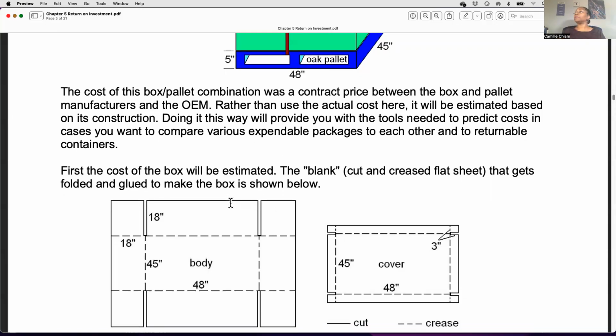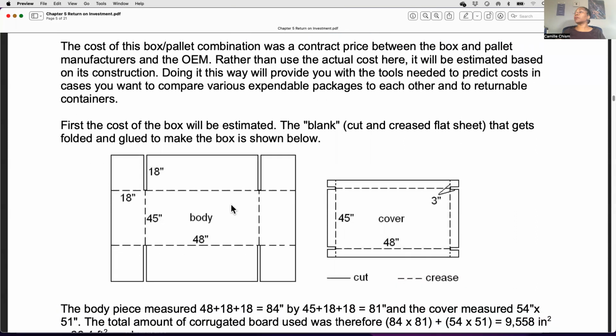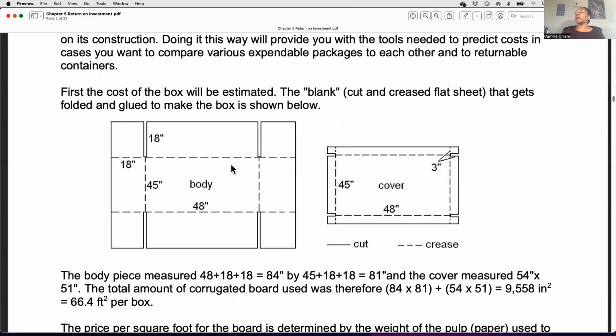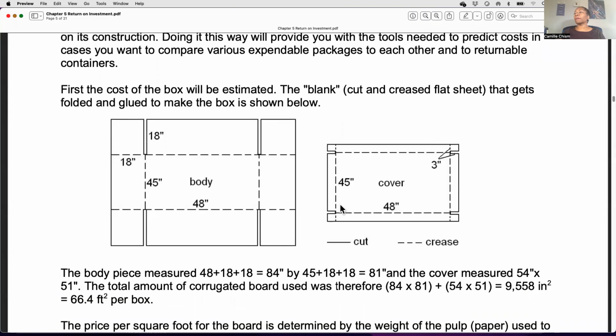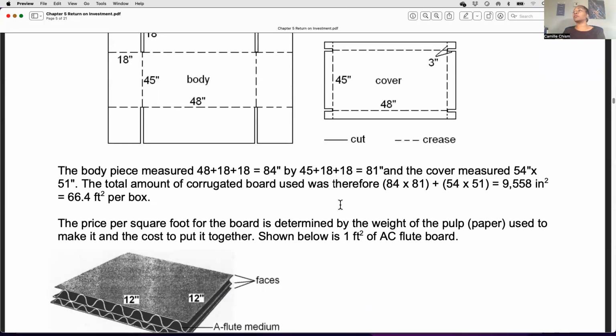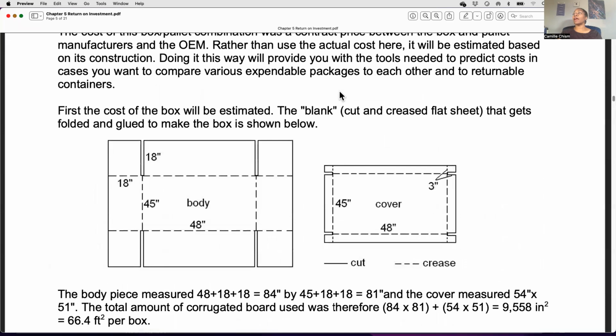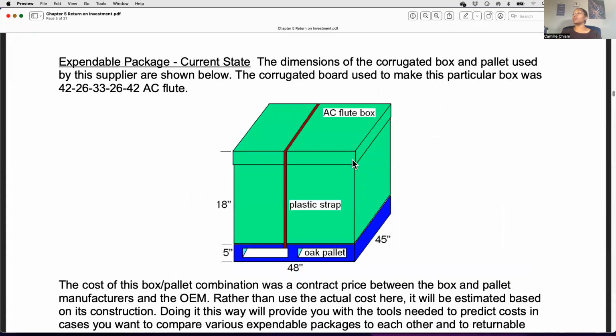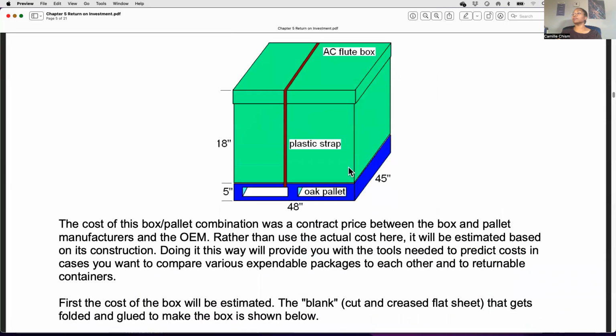Okay, so this is a picture of the blank for the box and for the cover for that lid. Pretty standard. Okay, you can see the measurements. It's 48 by 45 plus 18, which is the height of that box. And then you have the lid, that again is a 45 by 48. It's 3 inches, but it overlaps, so it doesn't add to the height of the box.